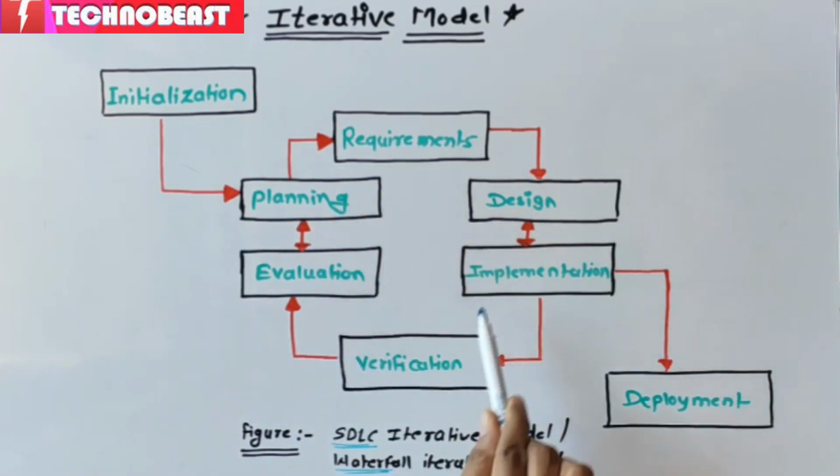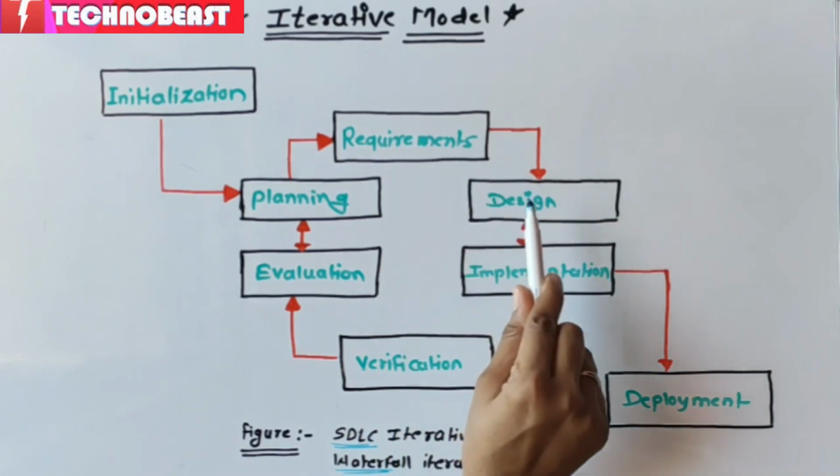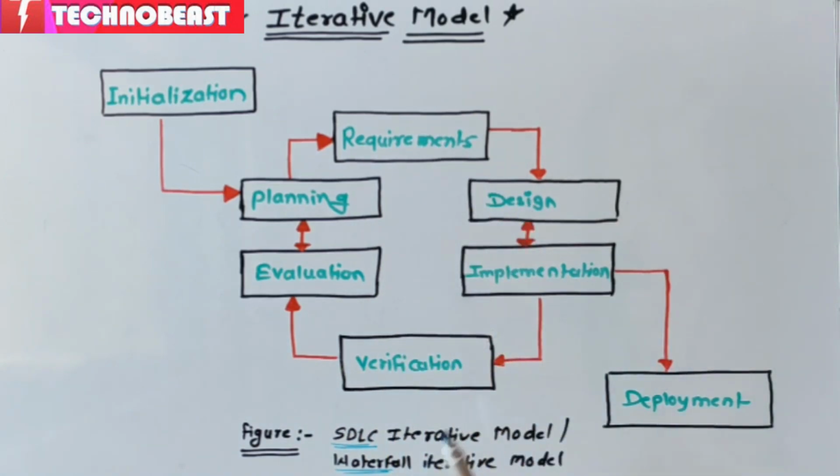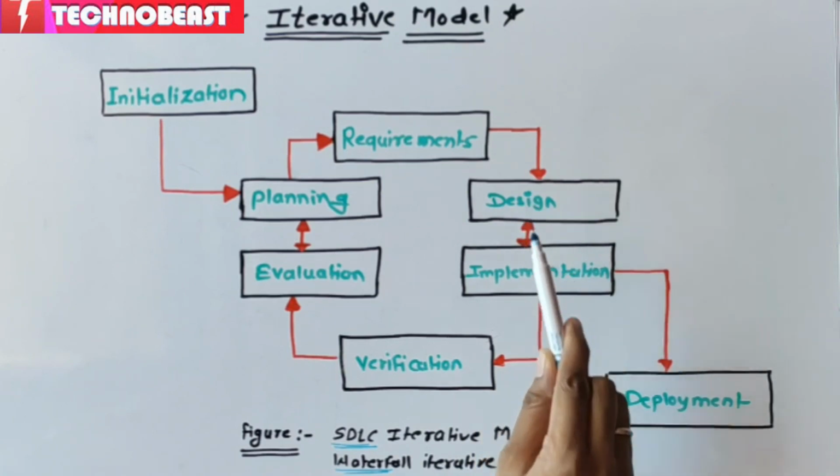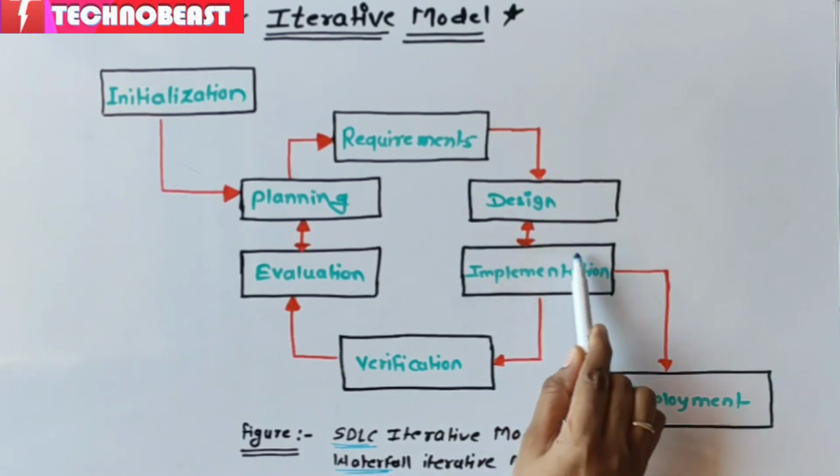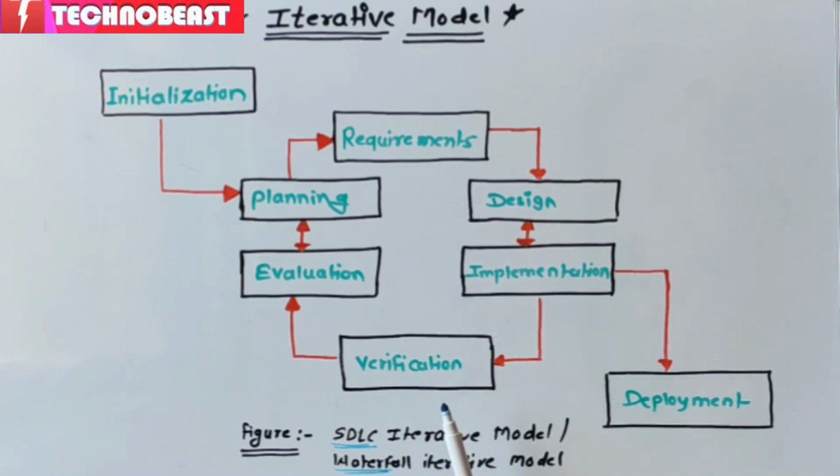Means in this iterative model, first the requirements will get collected from the customers. On the basis of that, the application will get designed. After designing the application, it will get implemented. But after implementing, it will first be verified, meaning the application will undergo verification at this stage. It will not be deployed directly, but after implementation it first goes to the verification phase, and after verification it will move towards evaluation. Meaning, what are the pros and cons that come out after this stage.